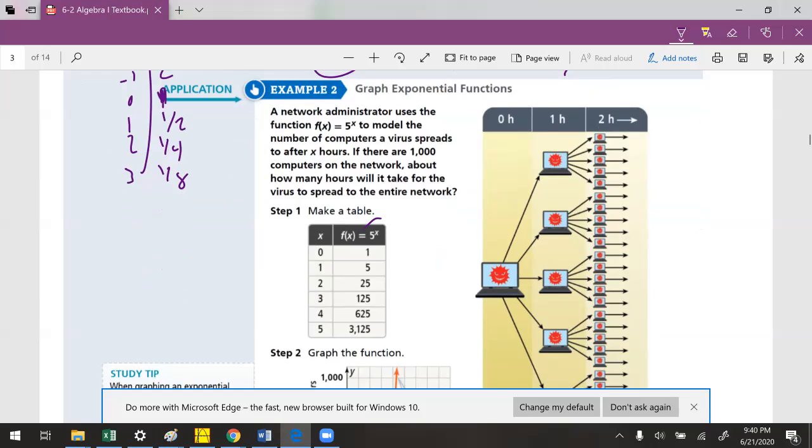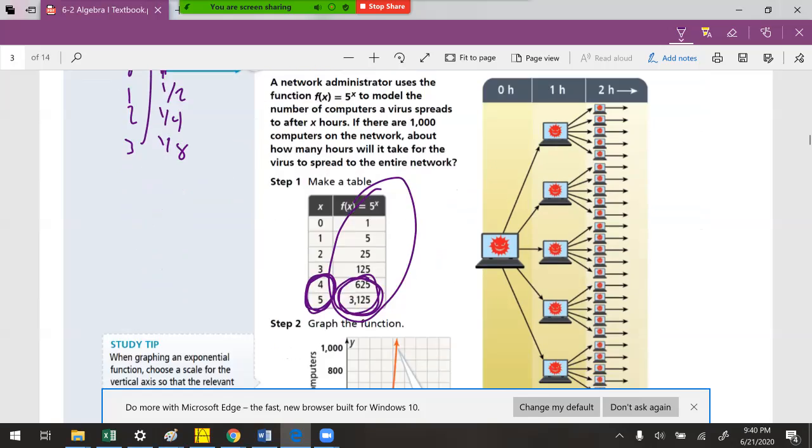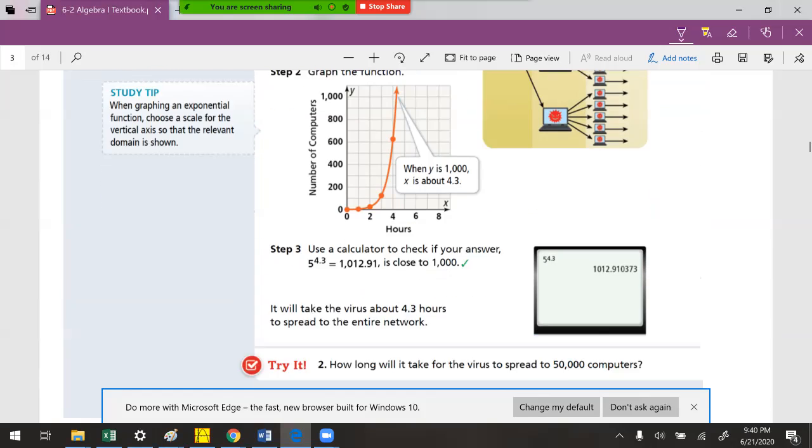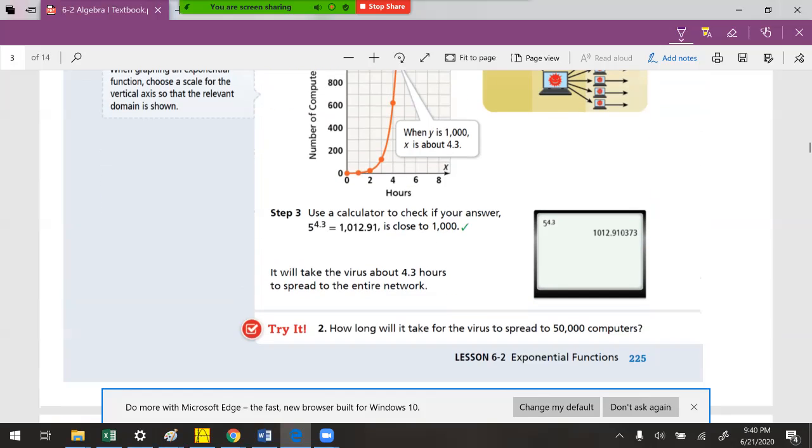So we need to figure out, when does the answer become 1,000? And notice how it really doesn't. However, in between here and here, it does get to around 1,000. So we can say between 4 and 5 hours is when it gets to 1,000, anywhere between there, essentially. We're not gonna really find the decimal, but I want you guys to kind of get the idea.